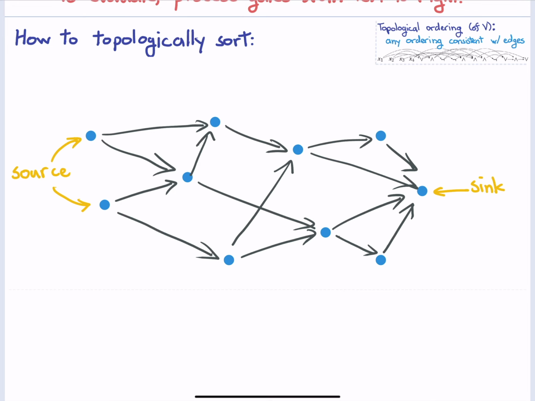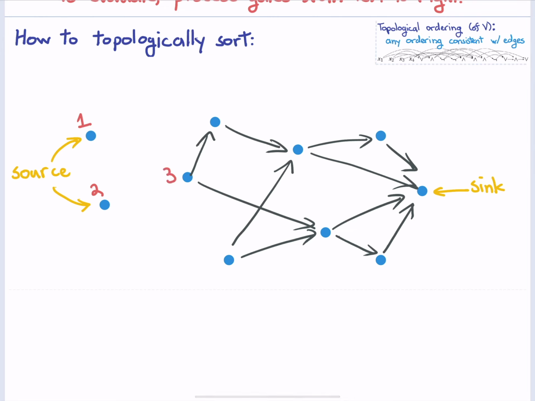So this can go first because it's a source, right? And this can go second, so it's also a source. Those are clearly fine at the beginning, right? And now I can imagine erasing these. Maybe I'll just erase the edges, right? I remove them from the graph, okay? And that generates new sources, right?